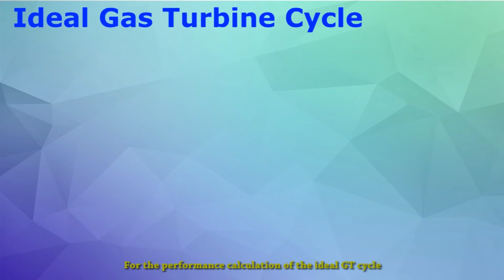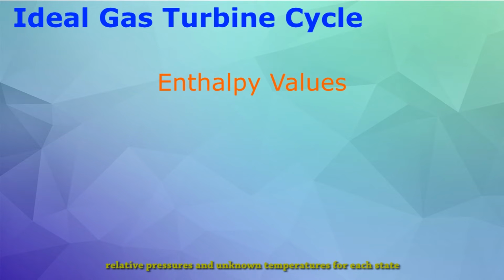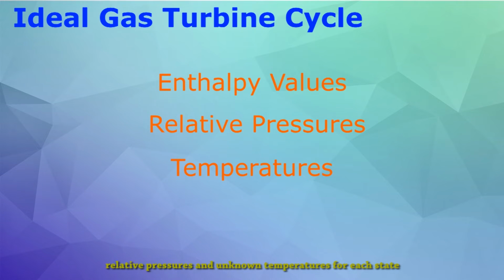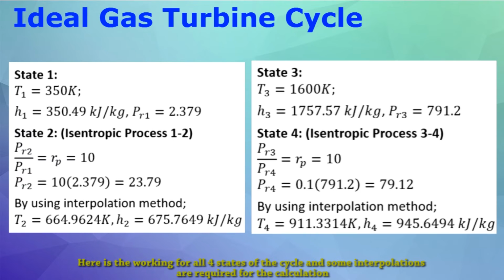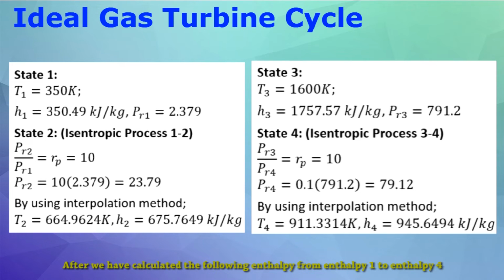For the performance calculation of the ideal gas turbine cycle, we need to determine all the enthalpy values, relative pressures, and unknown temperatures for each state by using the ideal gas air table and following the assumptions. Here is the working for all four states of the cycle, and some interpolation is required for the calculation.